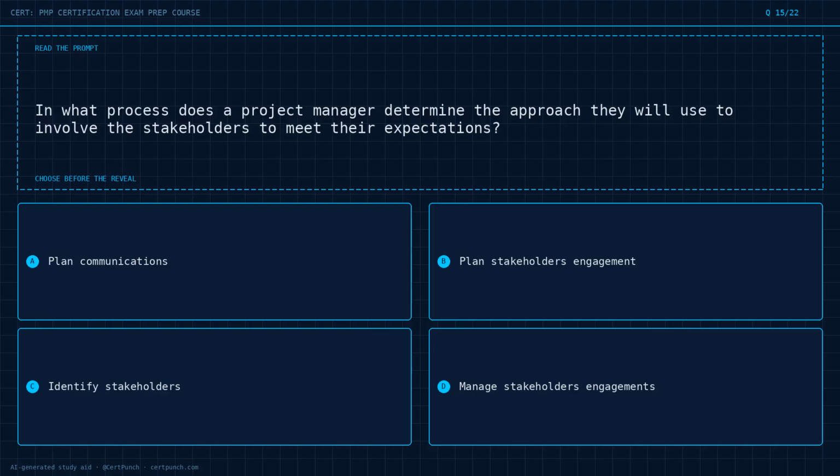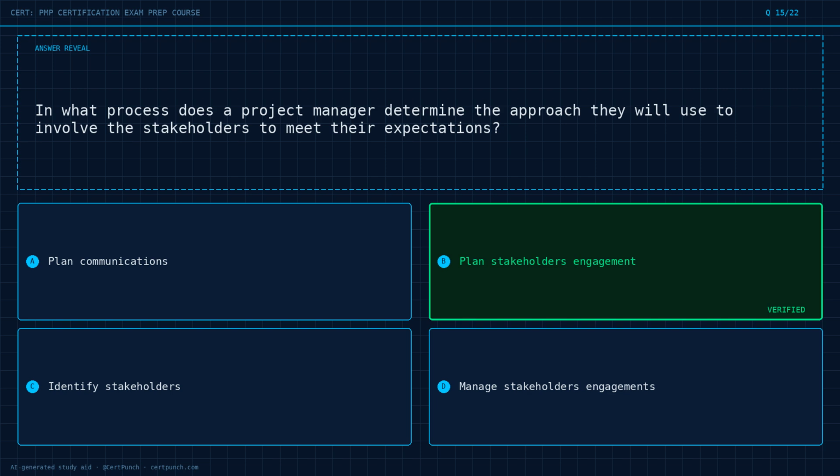Question 15 of 22. In what process does a project manager determine the approach they will use to involve the stakeholders to meet their expectations? Option A, plan communications. Option B, plan stakeholders engagement. Option C, identify stakeholders. Option D, manage stakeholders engagements. Decide on the strongest option before the reveal. Stay with your gut.